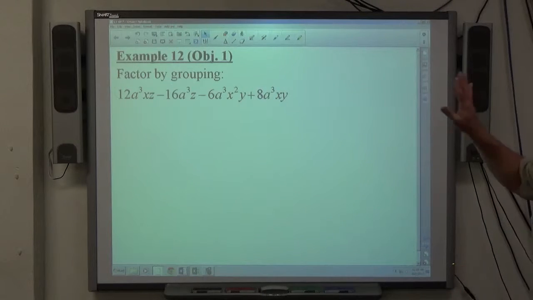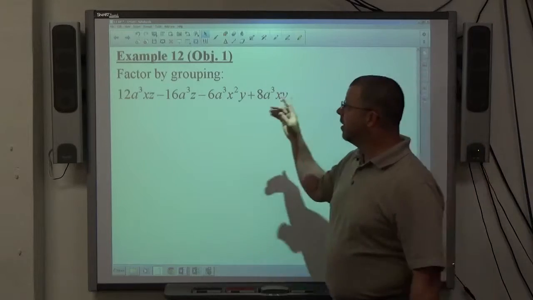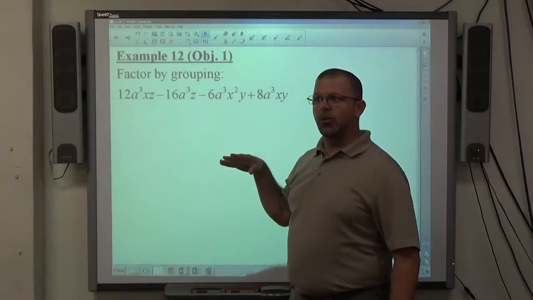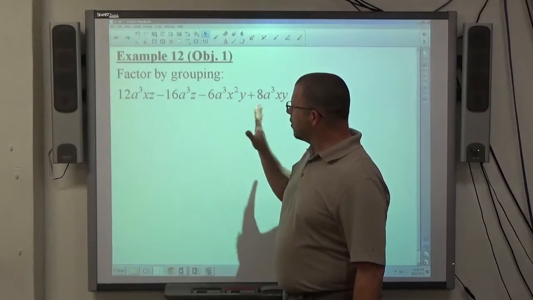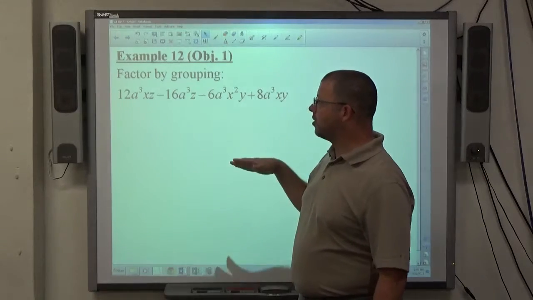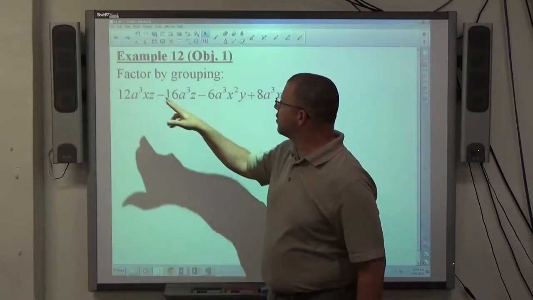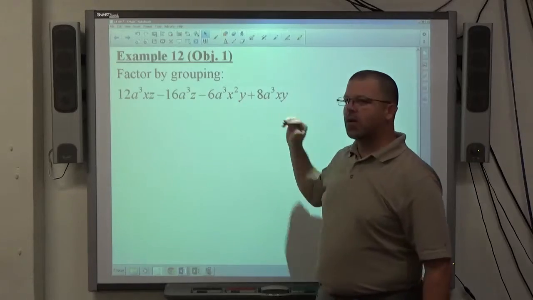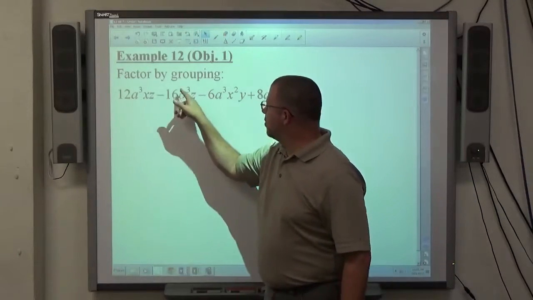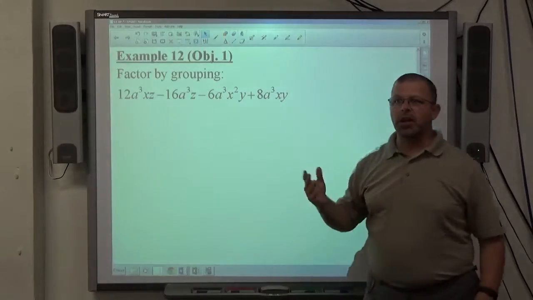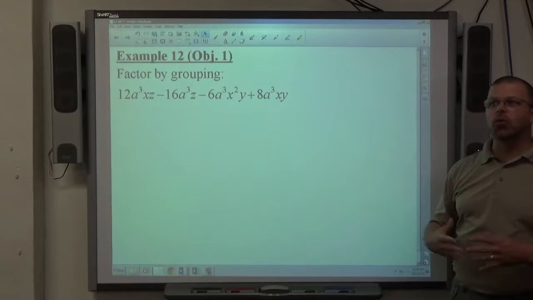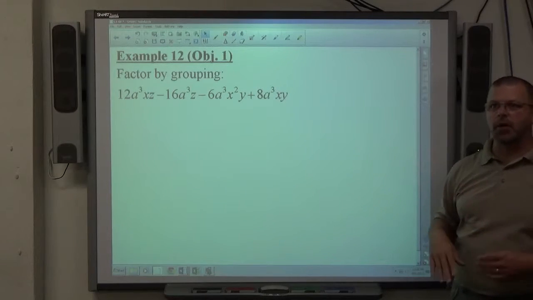Okay, example 12, also factored by grouping, same basic structure as the last one. We got 4 terms in no special order, right? What I want you to notice about this one though, before we start doing the whole factor by grouping thing, is 12, 16, 6, and 8 are all even. A cubed, A cubed, A cubed, A cubed, they all have A cubed in them. So there's a common factor of the whole entire problem before we even start factor by grouping.